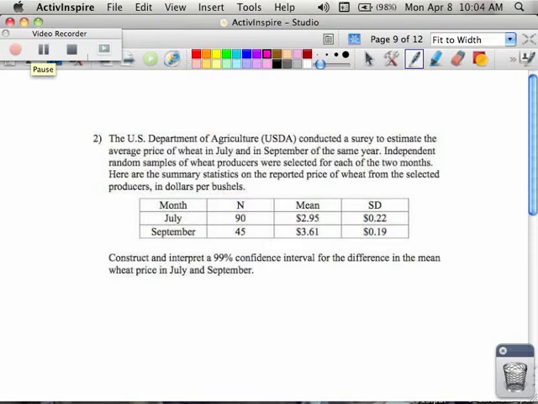Notice that the big difference here is they don't give us a table of different sample values. They give us a table with a computer-generated printout of the information that we need. So in here, the USDA has a survey, and they want to find the average price of wheat in July and September. And they give us this printout. And they talk about the 99% confidence interval.